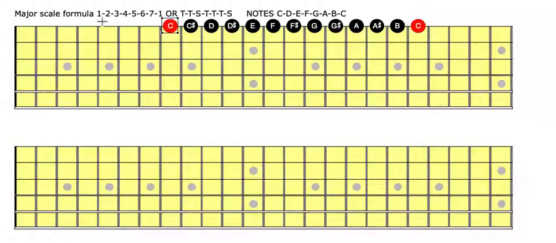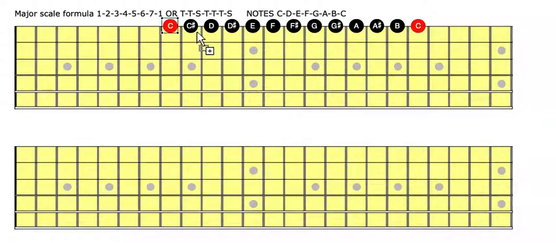This is the formula for the major scale: 1, 2, 3, 4, 5, 6, 7, and 1. We are dealing specifically with the key of C, and we should have between notes tone, tone, semitone, tone, tone, tone, semitone. And these are the notes for the C major scale: C, D, E, F, G, A, B, C.